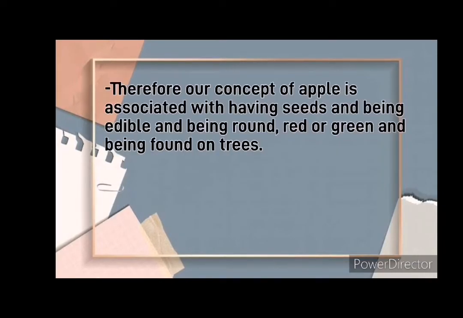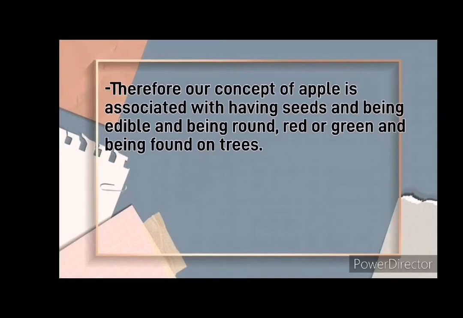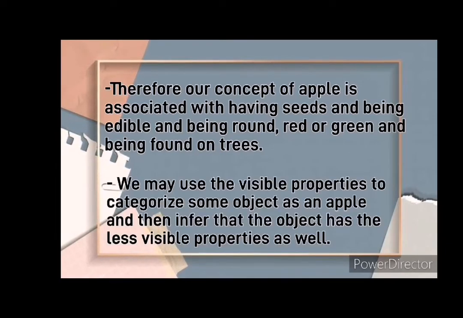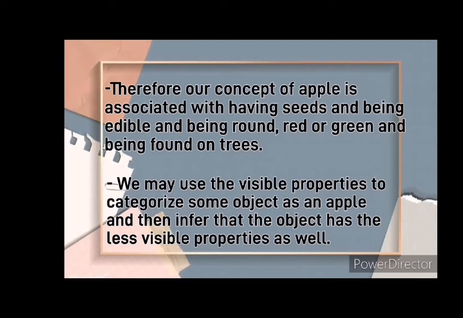Therefore, our concept of apple is associated with having seeds, being edible, being round, red, or green, and being found on trees. We may use the visible properties to categorize some object as an apple, and then infer that the object has the less visible properties as well.